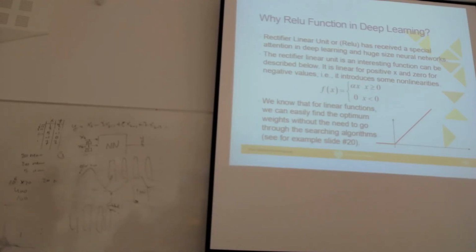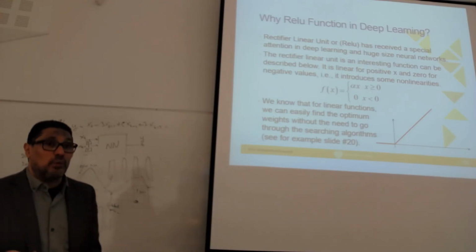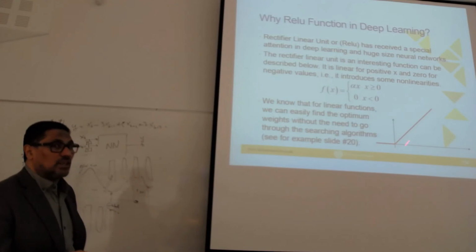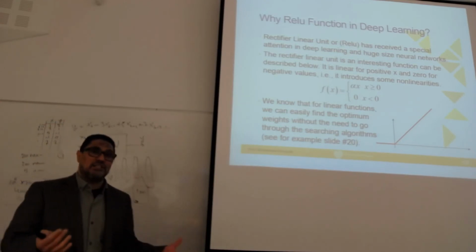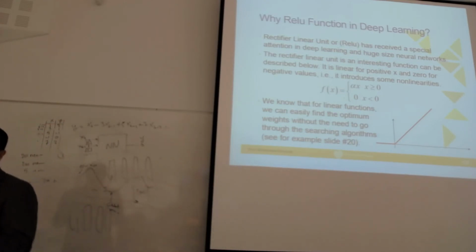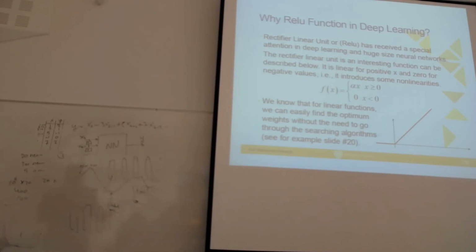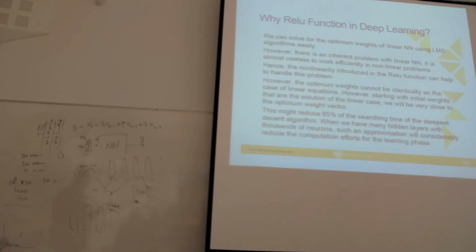In neural networks, instead of starting with random weights, we might start with some initial weights, which is the solution of a linear equation. If we assume that it is linear and we compute the weights as a linear problem, and then we start with those weights as the initial condition, this can be very effective in reducing the computational time.